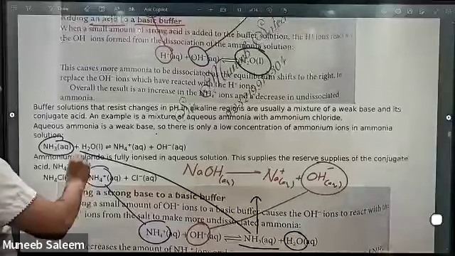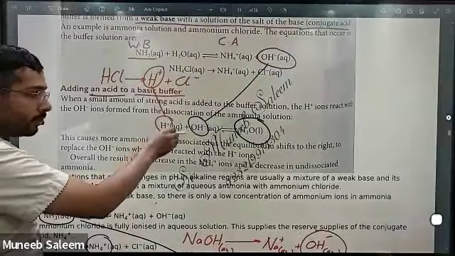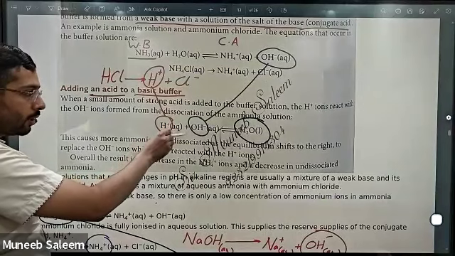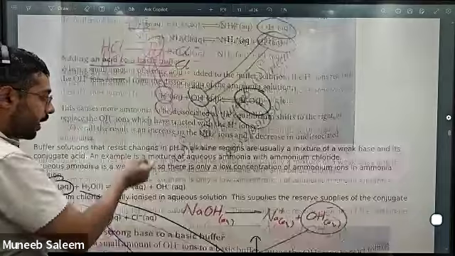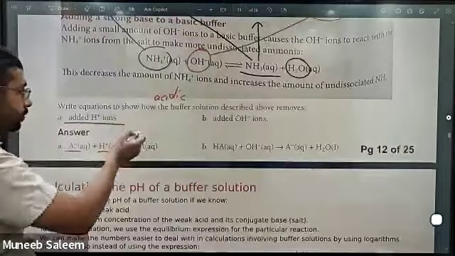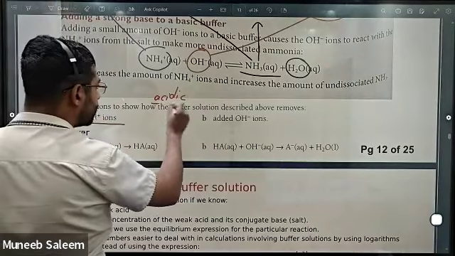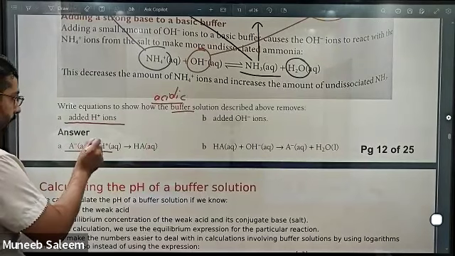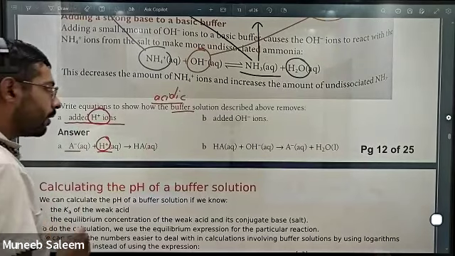If you look at here, in the basic buffer, it was the hydroxide ion that was neutralizing the hydrogen ion. It was not the acidic buffer. It is a basic buffer in which the hydroxide ion was reacting with the added acid, which means we are using the acidic buffer here. So this is an acidic buffer which produces the anions. Those anions were reacting with the hydrogen ions of the added acid.